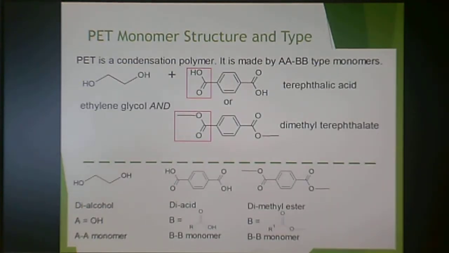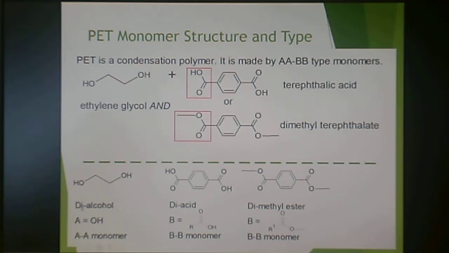So, whether you are making the dimethyl terephthalate or terephthalic acid, you are using AABB type monomers. So you're using either ethylene glycol, or terephthalic acid, or dimethyl terephthalate. When you're reacting ethylene glycol with terephthalic acid, that is the direct polycondensation reaction. And when you're reacting ethylene glycol with dimethyl terephthalate, that is a transesterification reaction. Whether it is the preferred terephthalic acid method or the dimethyl terephthalate method, it is a condensation polymer.